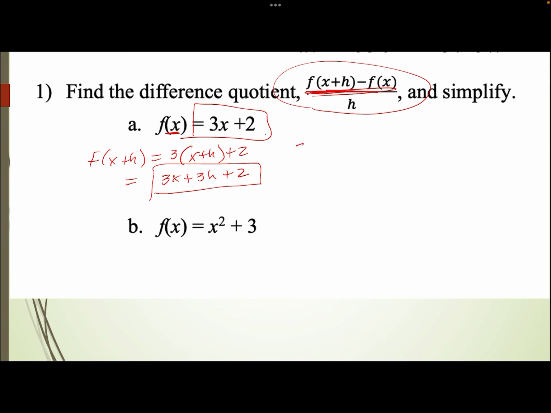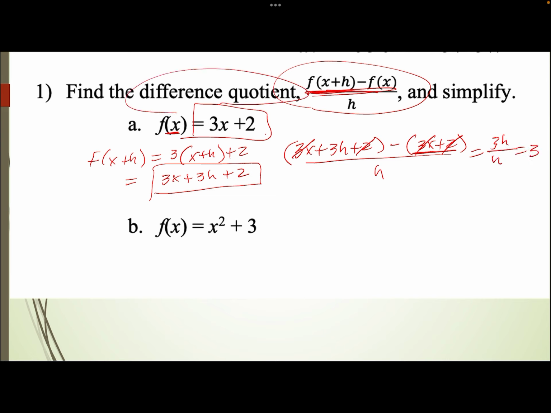So we're just going to put it in here. So f of x plus h is 3x plus 3h plus 2 minus 3x plus 2 over h. If this whole thing doesn't cancel, you did something wrong. So now on top, I have 3h over h, and my difference quotient, or what means rate of change, is 3, which we already know it was because this is linear. But now this one is not linear, so it's not just going to be a constant. There's going to be variables in it.